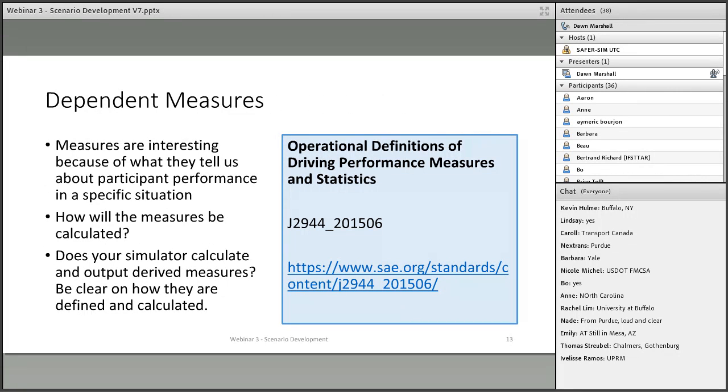So going more specifically into dependent measures, they're interesting because of what they tell us. And there are lots of resources out there. I've shown a link to one of them. I do want to note that Webinar 5, Data Analysis, will cover a lot more of these resources. But it's important to look at your dependent measures as you're collecting them, as you're designing your scenario, and keep making that connection back to your experimental design and your experimental questions.